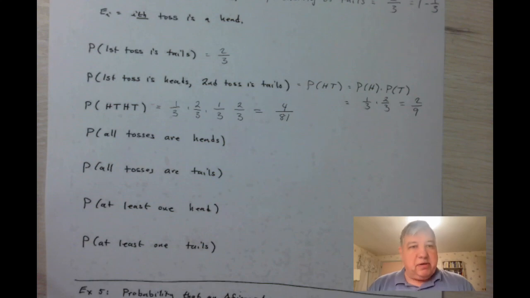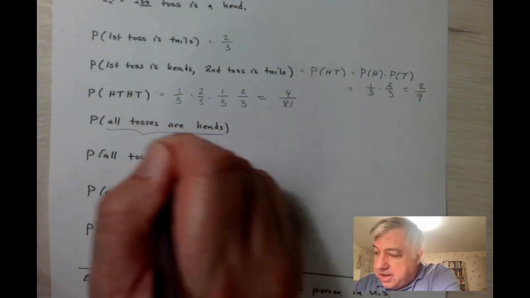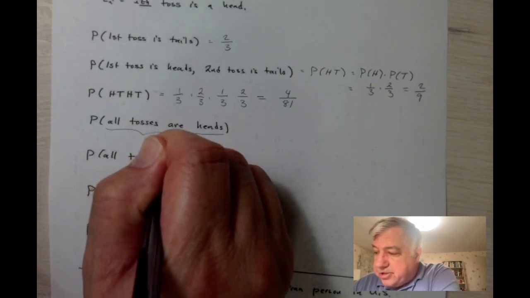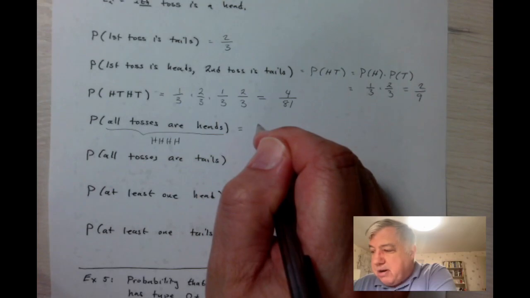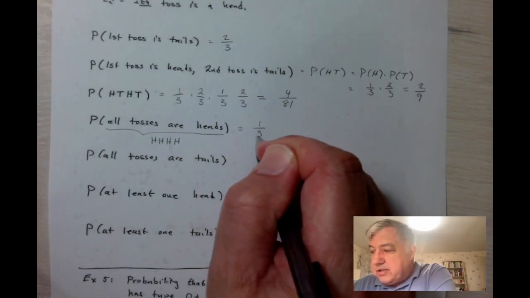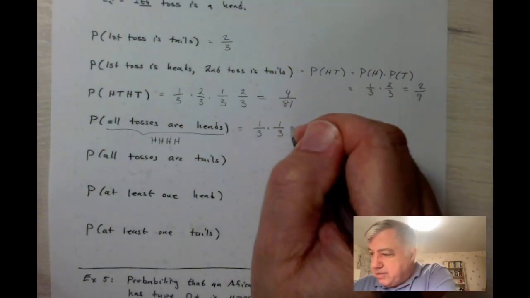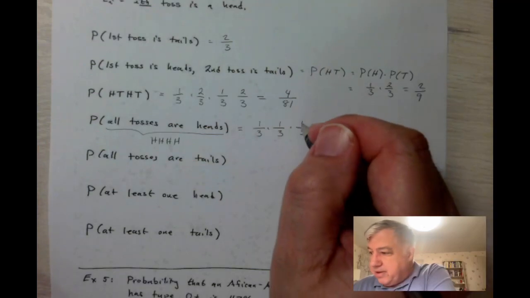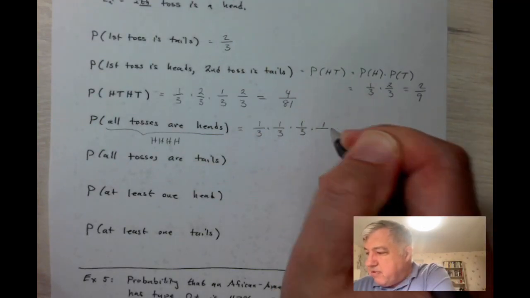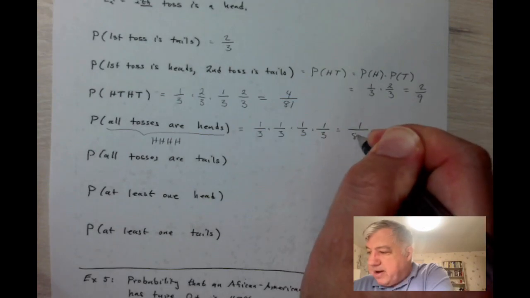The probability that all tosses are heads, that's the same thing as saying that the outcome is H, H, H, H. So the probability is just the probability that the first toss is heads times the probability that the second toss is heads times the probability that the third toss is heads times the probability that the fourth toss is heads. And that's going to be 1 divided by 81.